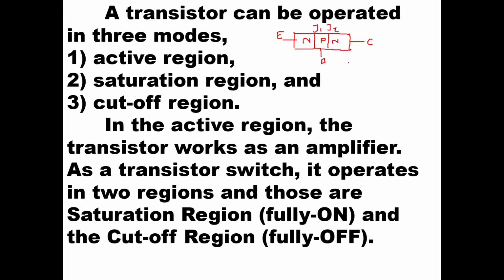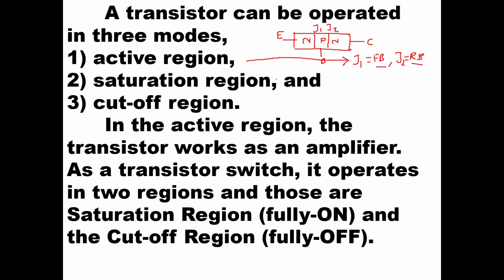Now, if junction J1 is forward biased and junction J2 is reverse biased, then it is in active mode. This is the active region, where you use a transistor for the amplification process. If you want to use the transistor as an amplifier, you have to make junction J1 between emitter and base forward biased and junction J2 between base and collector reverse biased.